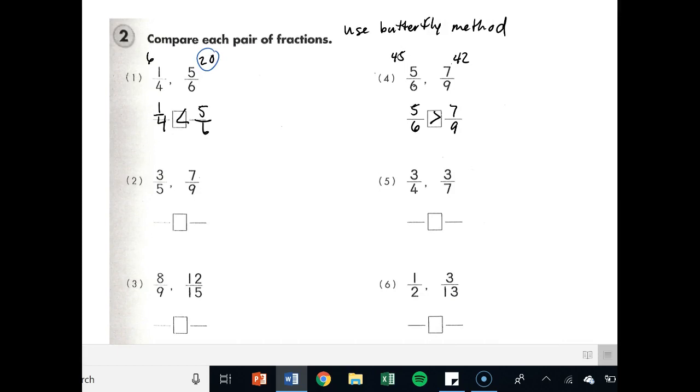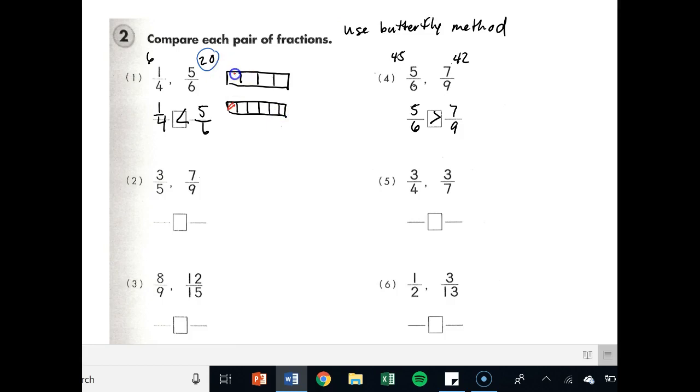Another way you could do this, if you don't like the butterfly method, is you could visualize it using 2 equal bars. And yes, I do want you to draw this, so do your best to draw 2 equal bars, just like that. Mine will be a little bit straighter, sorry. And in the first one, you'll divide it up into fourths, so there's 1/4, there's 2/4, there's 3/4, and this one you'll divide up into sixths. 1/6, 2/6, 3/6, 4/6, 5/6, right?